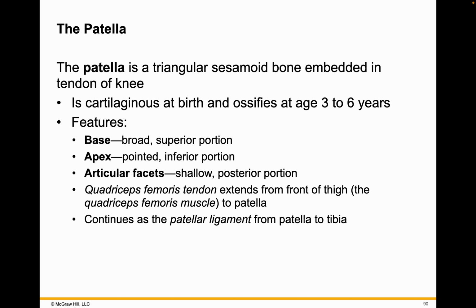The patella is a triangular sesamoid bone embedded in the tendon of the knee. It's cartilaginous at birth, and it has ossified by ages 3 to 6 years. It has a base, an apex, and articular facets.